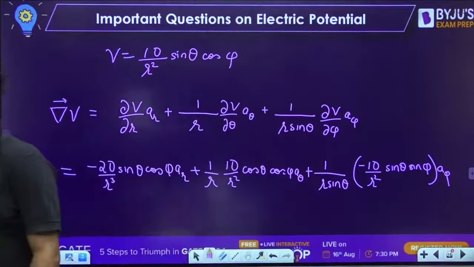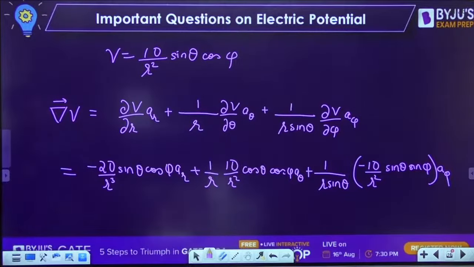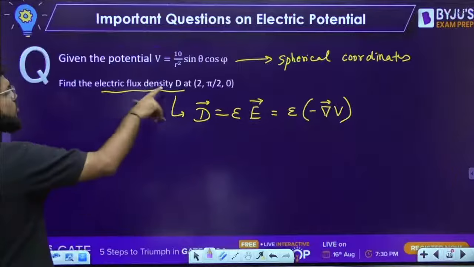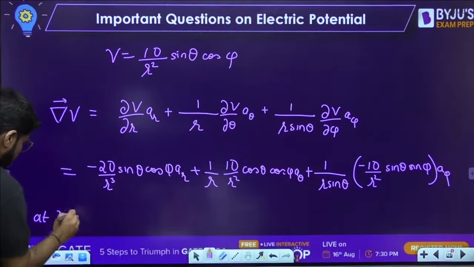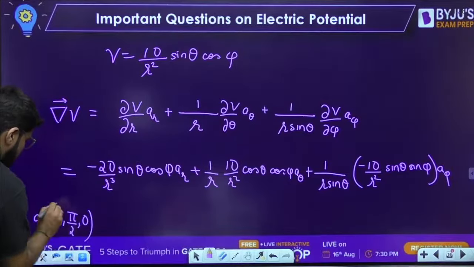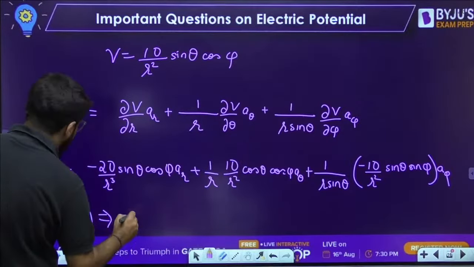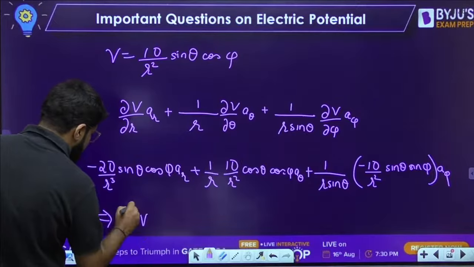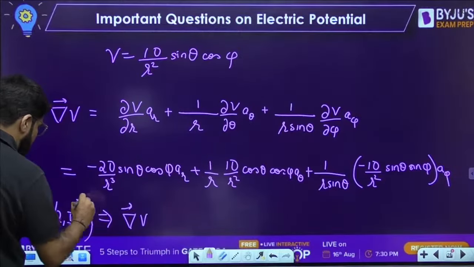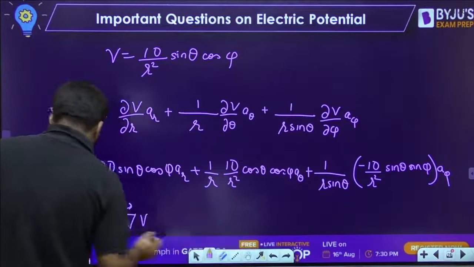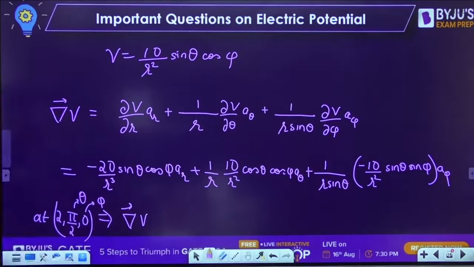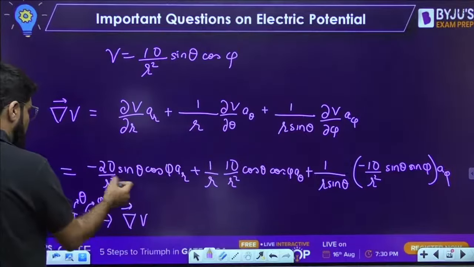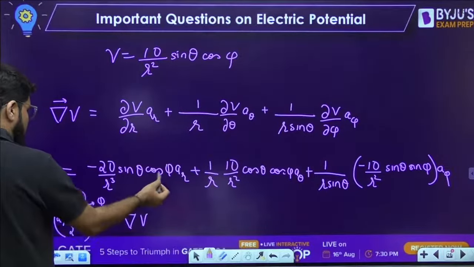Okay. This is the general formula. Now we need this at the point 2, pi by 2, 0. So directly let us put the point at 2, pi by 2, 0. Now what you have to pay attention to is that theta is pi by 2 and phi is equal to 0. Theta is pi by 2, phi is equal to 0, right? Sin theta is 1. Sin pi by 2 is 1, cos 0 is 1.